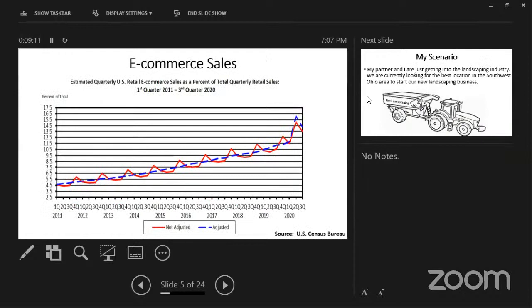This just shows you, it kind of goes back to the no website presence. This shows you e-commerce sales all the way from 2011 to 2020. And if you look, e-commerce sales has gone up basically every single year. If you look at 2020, it's upwards of 16% of all retail sales is e-commerce sales. So it's very important to have a website.